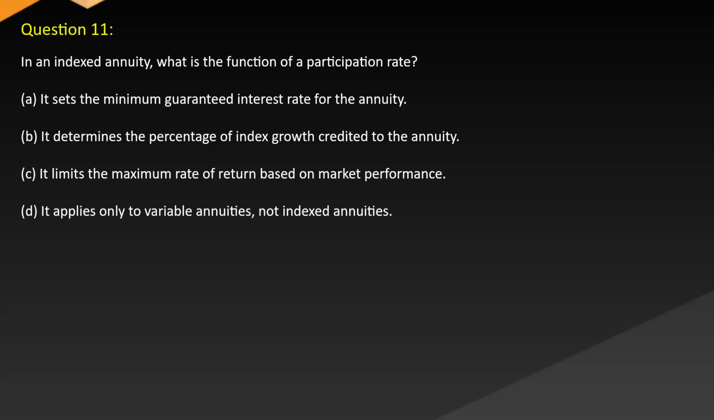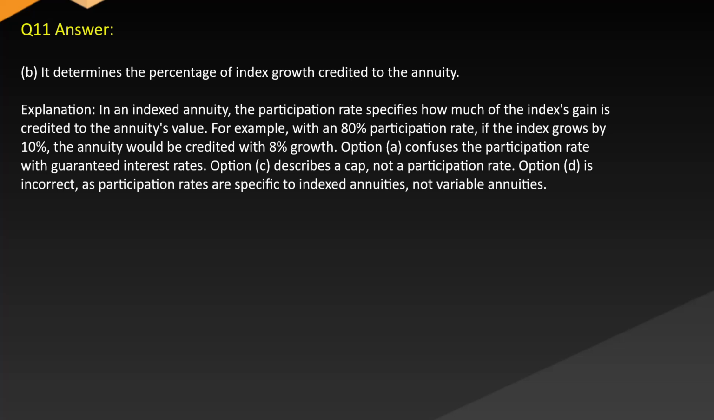A. It sets the minimum guaranteed interest rate for the annuity. B. It determines the percentage of index growth credited to the annuity. C. It limits the maximum rate of return based on market performance. D. It applies only to variable annuities, not indexed annuities. Answer: B. It determines the percentage of index growth credited to the annuity.